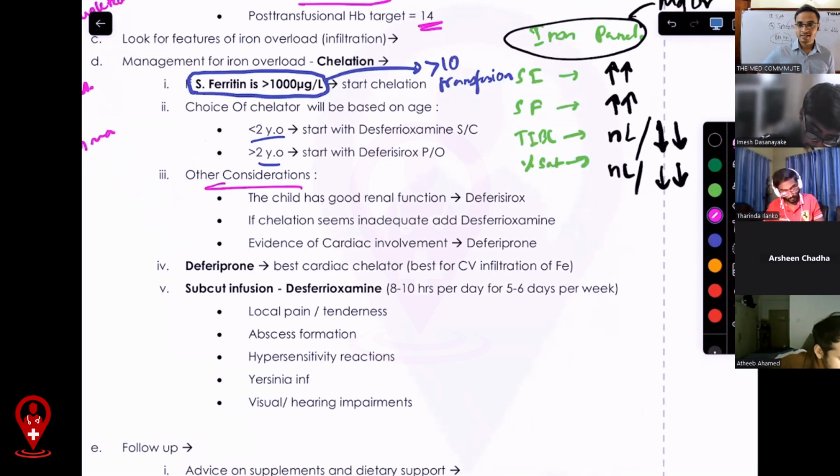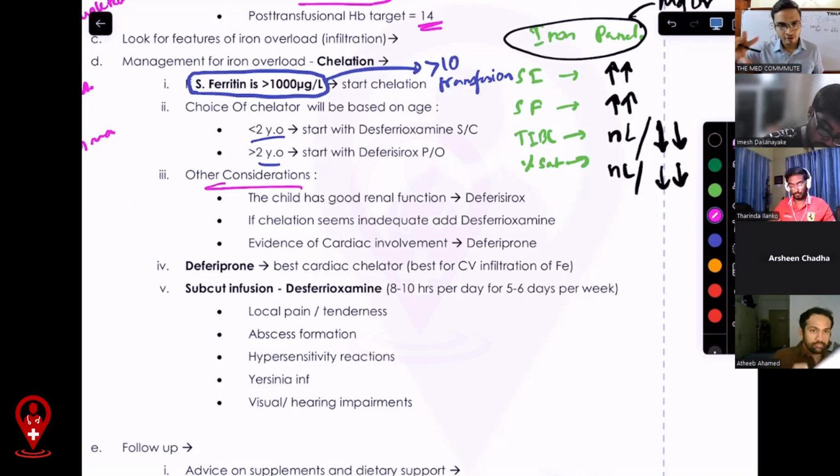If the child has good renal function, now you all know the child can have iron overload. Iron can also go to the kidneys and cause renal function abnormalities as well. This is why in thalassemia patients, when they come for their routine visits, we do the full blood count, we also do a liver profile and a renal profile. We check the serum creatinine, blood urea nitrogen, and the serum electrolytes. This is our renal profile. If the child has good renal function, Deferasirox has a higher efficacy in terms of management. It is more effective than Desferrioxamine.